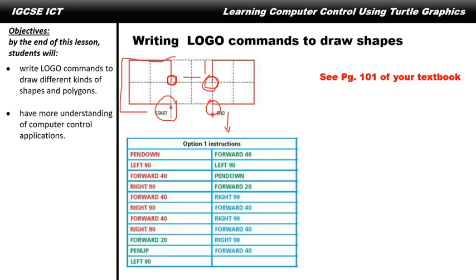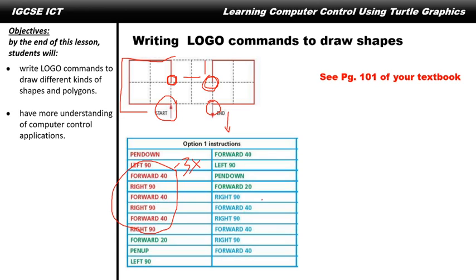All right, the first part is without the repeat command. So when you look at a set of commands like this, always check for the instructions that are repeated. Now if you look here, you will see that forward 40, right 90, forward 40, right 90, forward 40 is repeated 3 times.